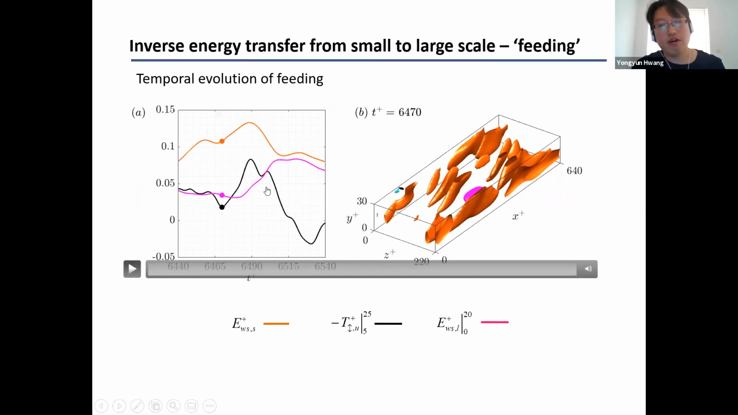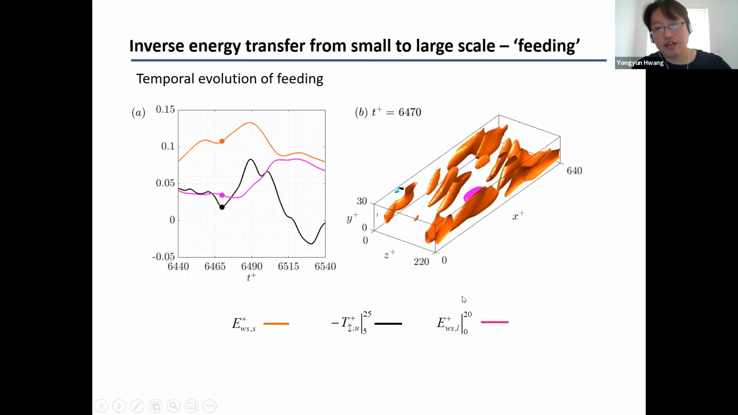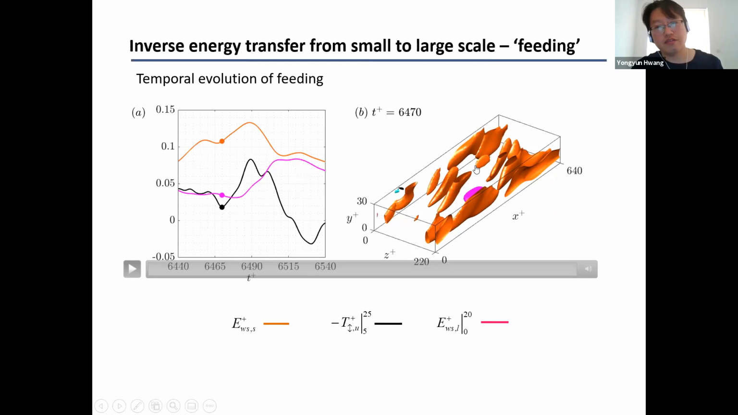As I said, if that is positive, it will generate an inverse energy transfer from the small to large scale. And then we have the pink line, sorry, that is related to the strength of the large-scale energy, fed by the large-scale energy transport. So this is a movie.